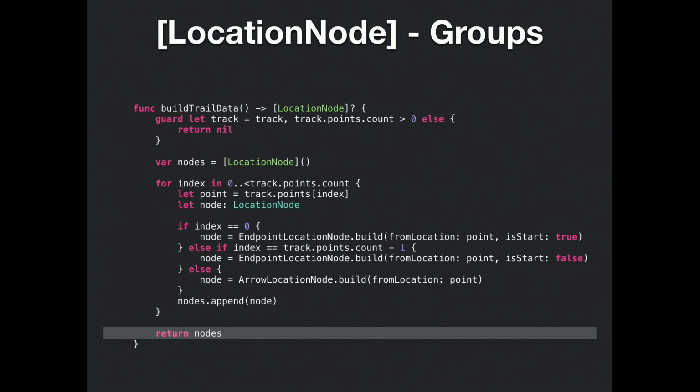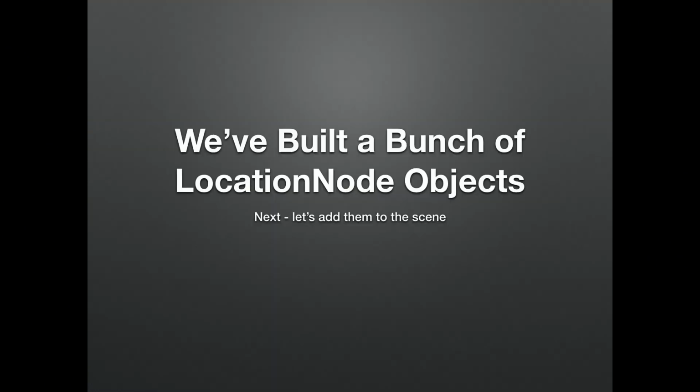So if you remember, in the first block of code we were creating one arrow, and now what we've done is we've taken a whole array of points and converted them into a collection of objects. So these are SceneKit objects that have a real world position, latitude, longitude, and elevation. Okay, so we've gotten through that part. We've built a whole bunch of location node objects that are specialized. So let's add them to the scene now, so we want to visualize them.